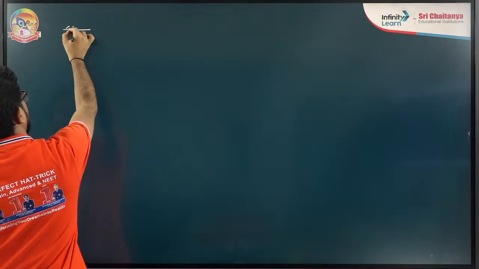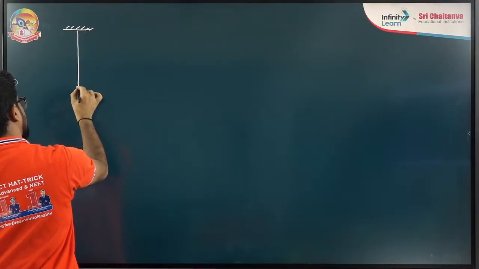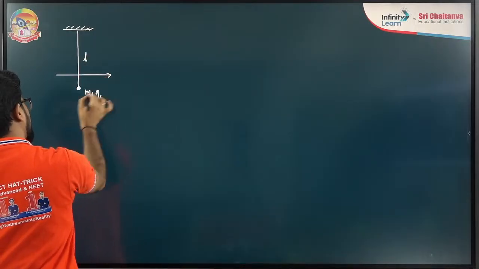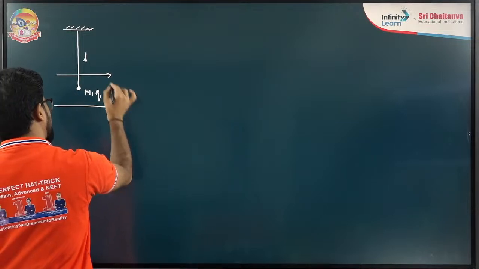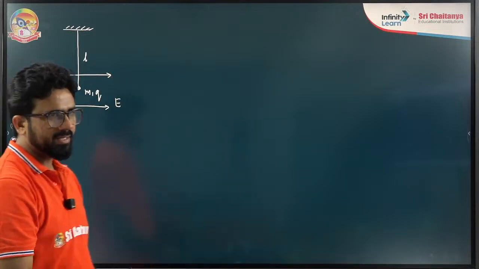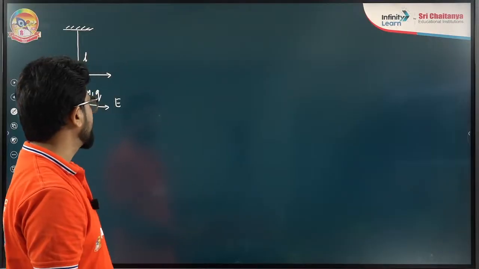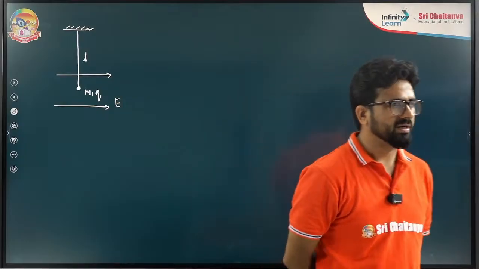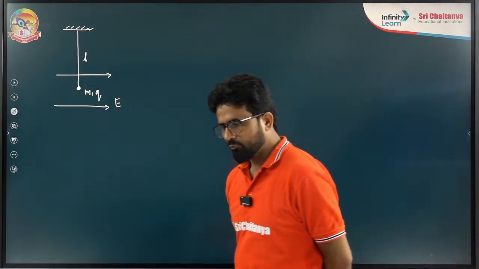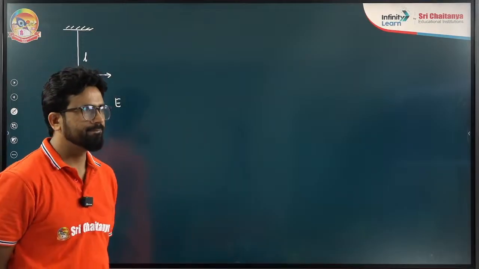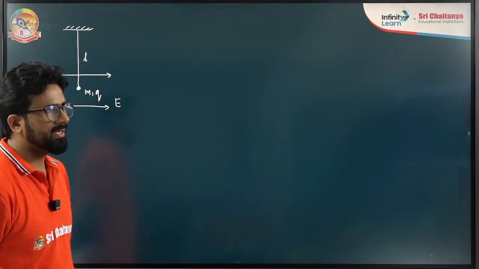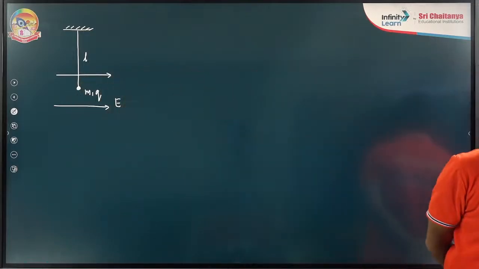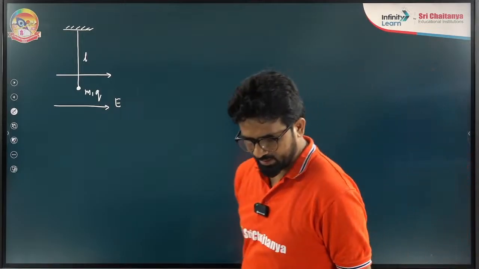Now another question I am giving. Please try. The mass is M, the charge is Q, the length is L. I am putting a field E in the horizontal direction. The field is again constant. The question is the same: what is our new time period? That is the question we have to solve.